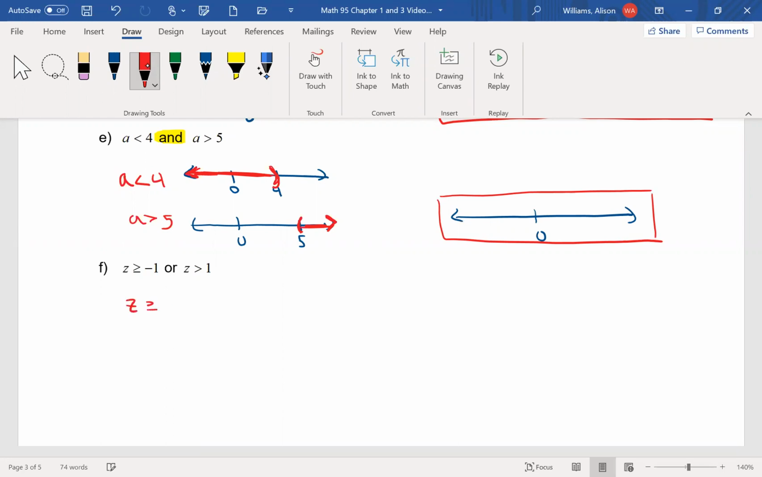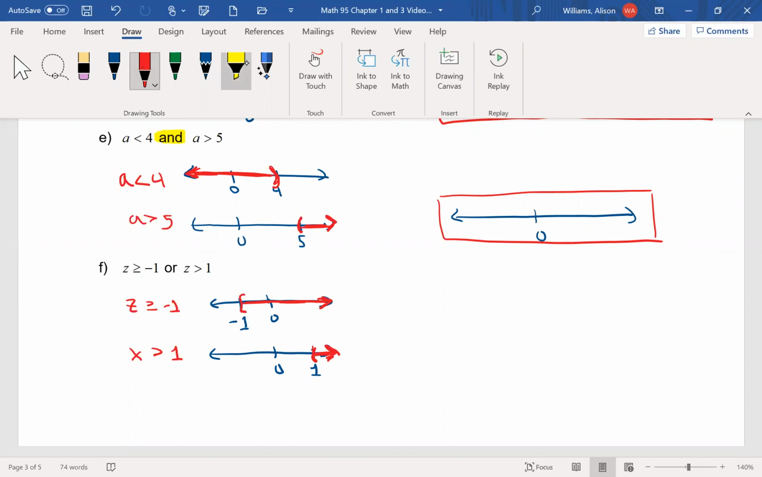Z is bigger than or equal to -1. I'm going to want to put -1 to the left, and because I have a positive here, I'll put 0 in the center. Here's 0, here's -1. It's a bracket, and since it's bigger than -1, we're shading to the right. Then for Z is bigger than 1, here's 0, and 1 is on the right. It's a parenthesis, and it's shading to the right as well. Okay, so there we go.